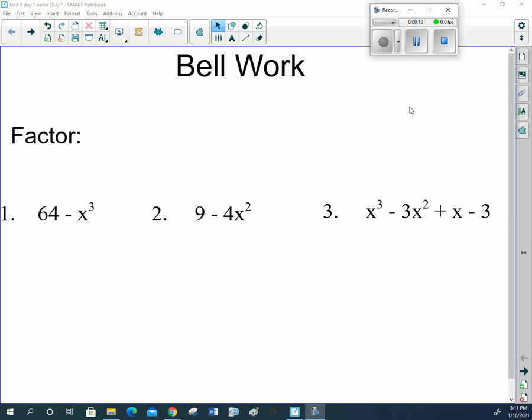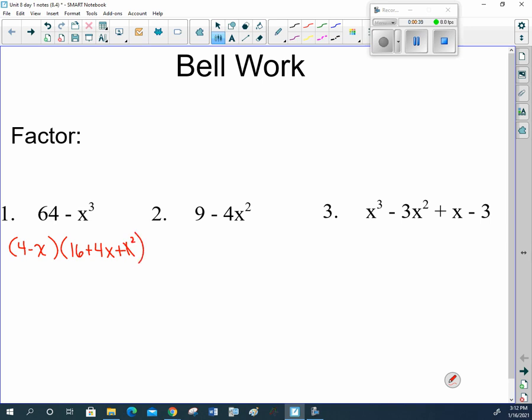So number one is the difference of perfect cubes. What's weird about this one is that the variable's at the back end. So you can factor it with the variable at the back end. So this would be 4 minus x times 16 plus 4x plus x squared. So we could factor it like that.